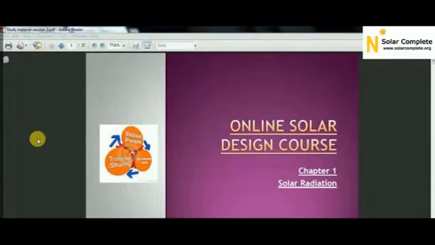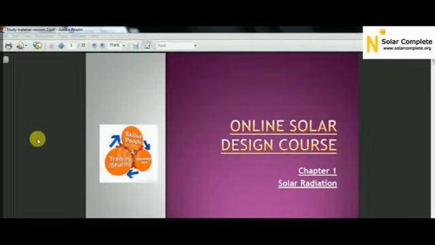Hi friends. Today we are going to study the first chapter, which is on solar radiation. Solar radiation is a very important part of a solar power plant, in which solar panels are the conversion component, converting solar radiation into electrical energy.